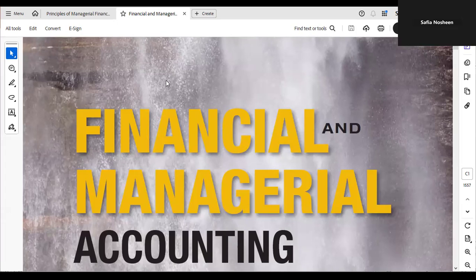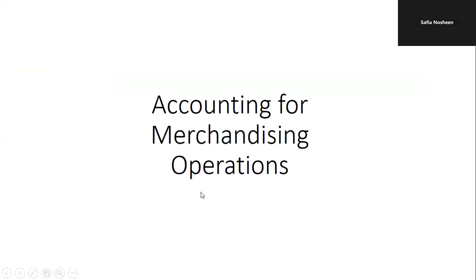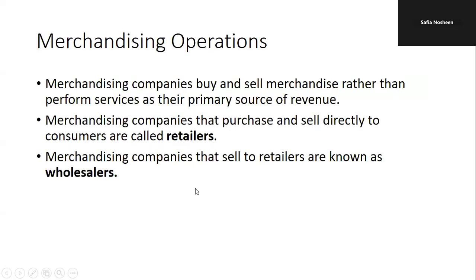In this video, I will talk about chapter 5 from the book Financial and Managerial Accounting by Wagner. This chapter is about accounting for merchandising operations. First of all, we will define what the merchandising operation is.